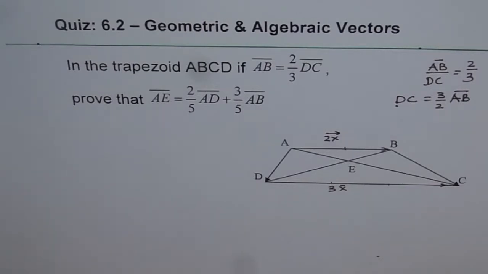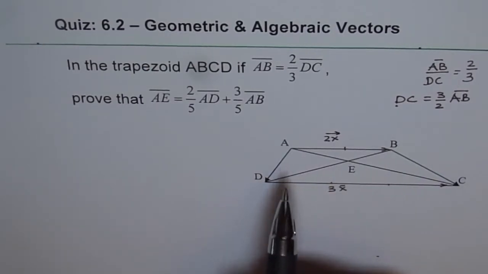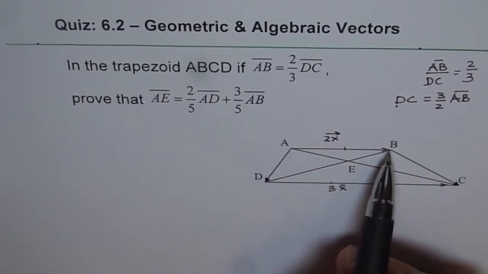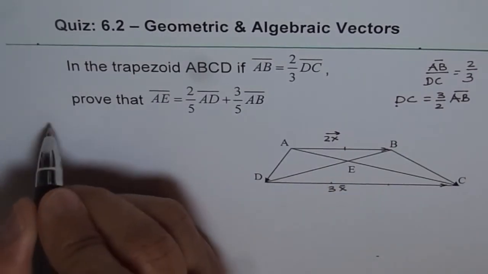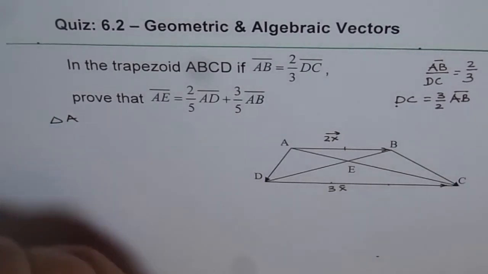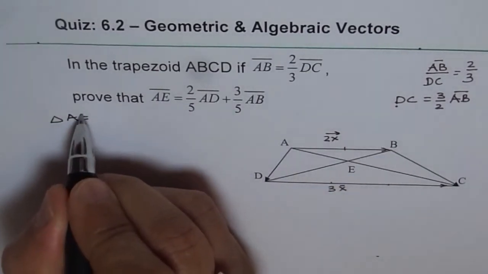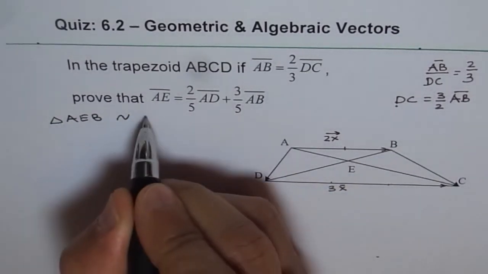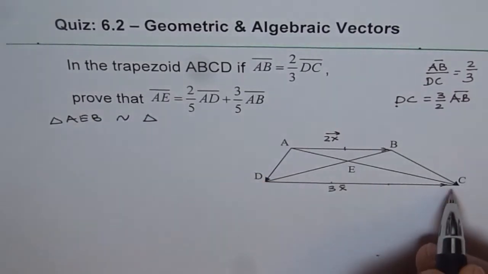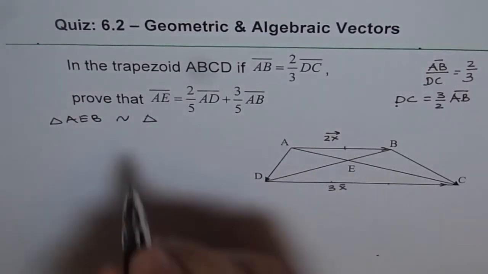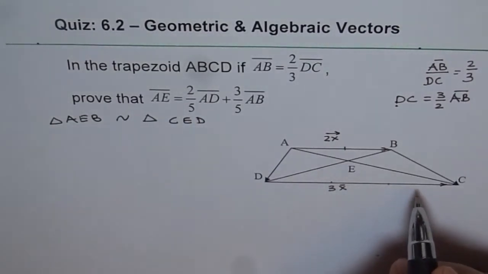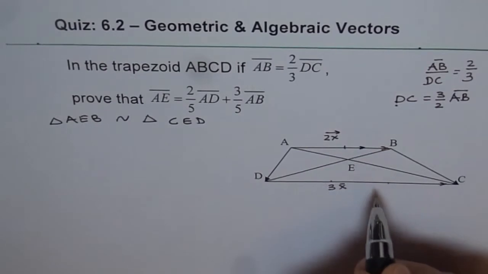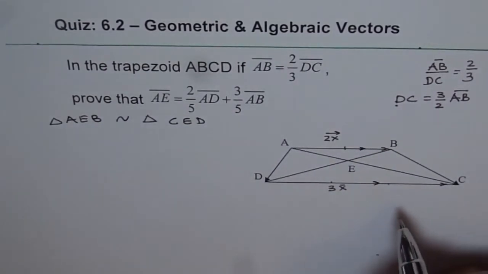Now, as you can see here, if you consider the triangle AEB and triangle DEC, they are similar, right? So we have triangle AEB is similar to triangle CED. Now, why are they similar? These two are parallel sides of the trapezoid, right?